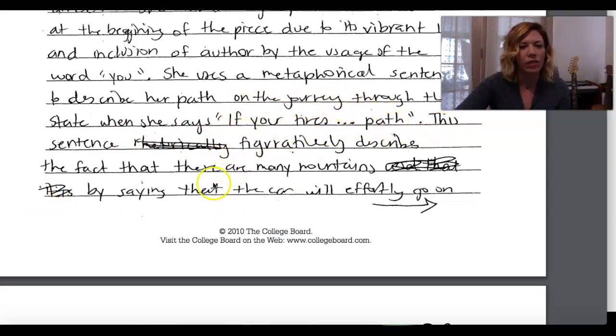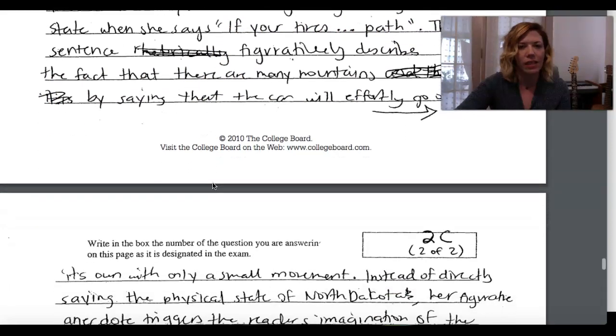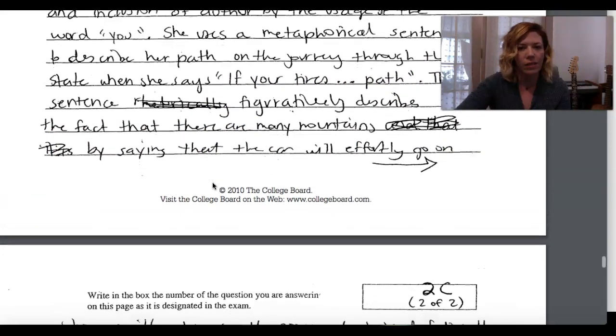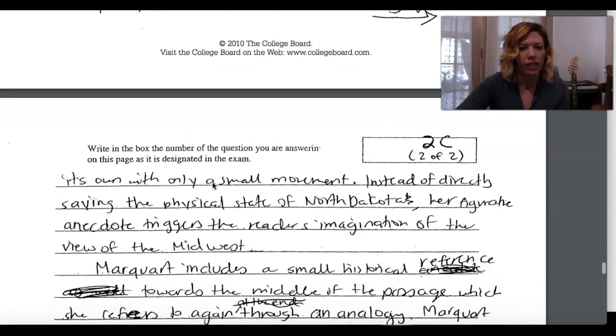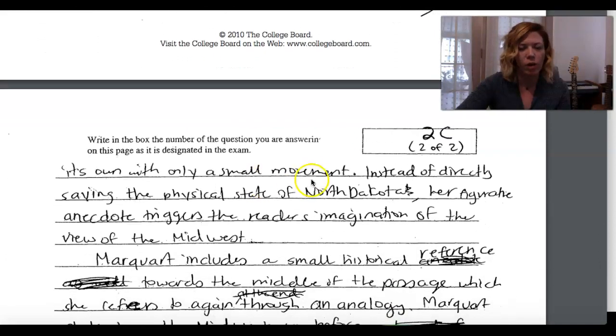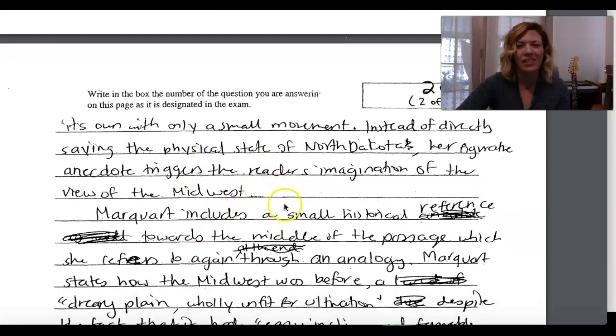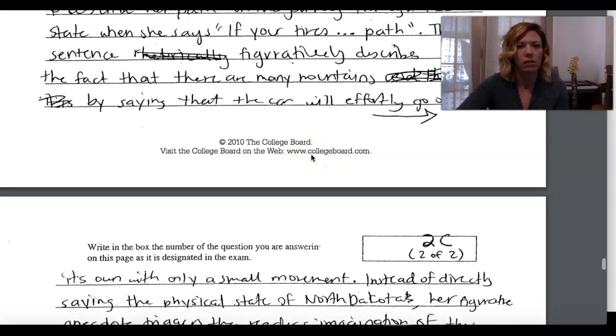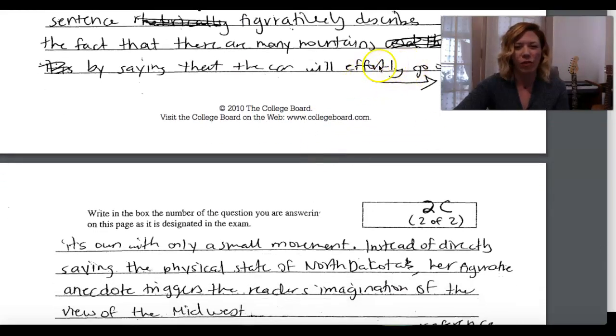This sentence figuratively describes the fact that there are many mountains by saying that the car will effortlessly go on its own with only a small movement. Instead of directly saying the physical state of North Dakota, her figurative anecdote triggers the reader's imagination of the view of the Midwest. Sounds like this student is really rushed here. This is not clear. So this is something that could be fixed in revision and then in editing, because there's some sentence fragments. It looks like incorrect word choice, effortlessly. I think it means she or he meant effortlessly.